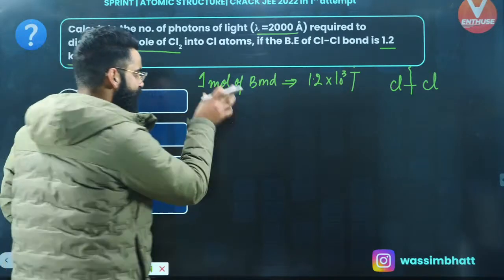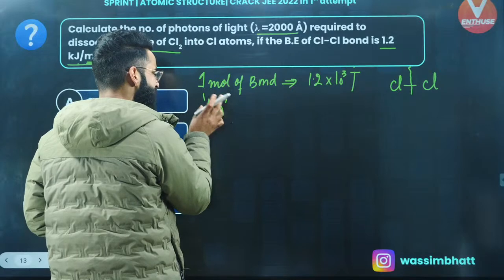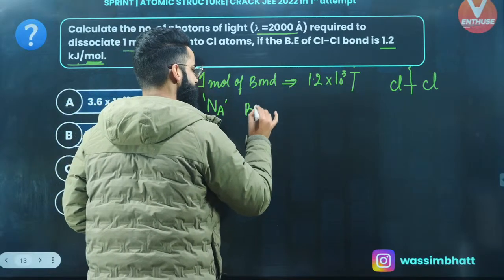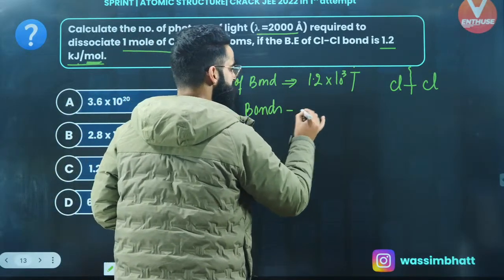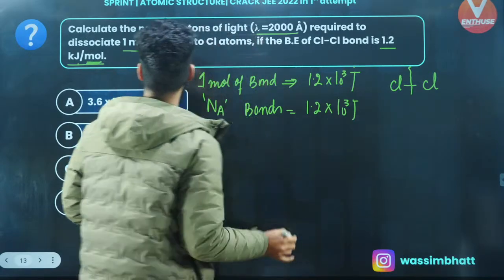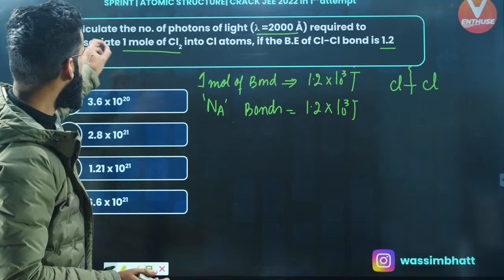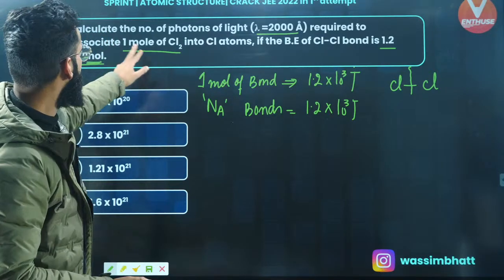Now, 1 mole of bonds will contain N_A number of bonds. So in order to break N_A number of bonds, how much energy is needed? 1.2 into 10 raised to the power 3 joules. So what do I need to say exactly? Calculate the number of photons required to dissociate 1 mole of Cl2.